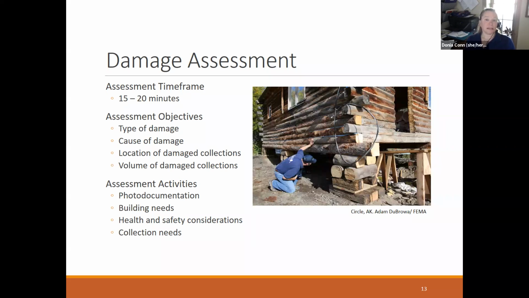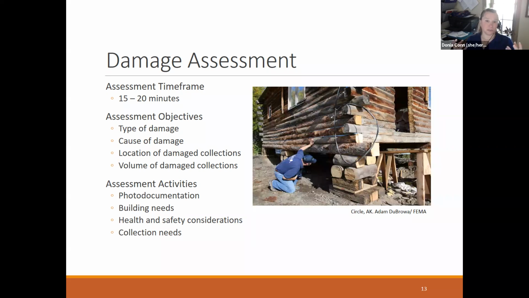You're going to be taking notes and taking photographs on the type of the damage that's occurred and what's caused the damage, where damaged collections are located, and then how much of the collection is damaged. All of this information is necessary for being able to create an incident action plan.